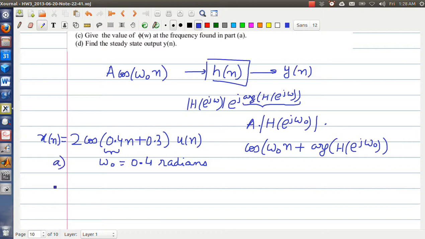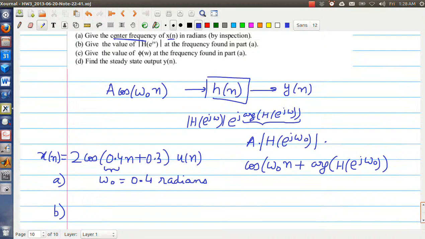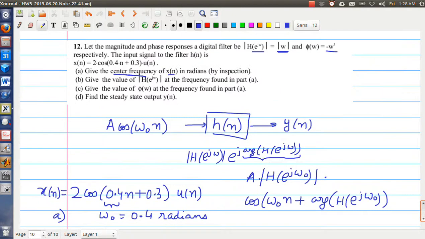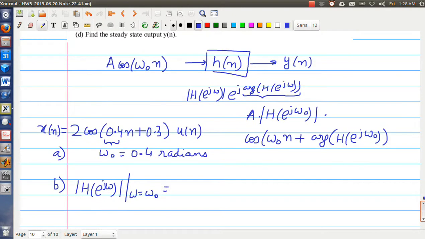This is A. B is finding the magnitude of H(e^jω) at that frequency. So we are given the magnitude response is absolute value of ω. So it should be absolute value of 0.4, just simply 0.4.